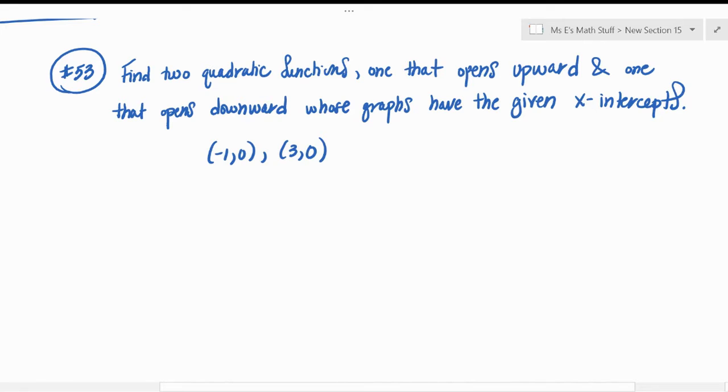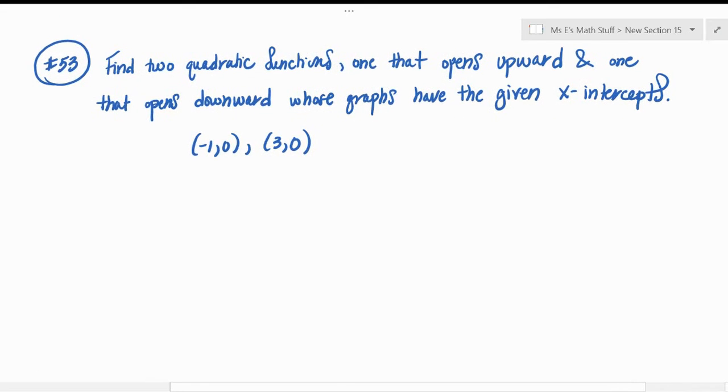All right, problem 53 says find two quadratic functions, one that opens upward and one that opens downward, whose graphs have the given x-intercepts. It gave us x-intercepts of (-1, 0) and (3, 0). There are so many ways to get this problem done, but here's one fairly easy way. Think about factors.